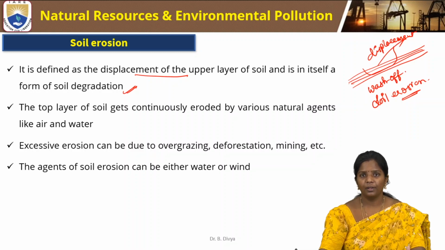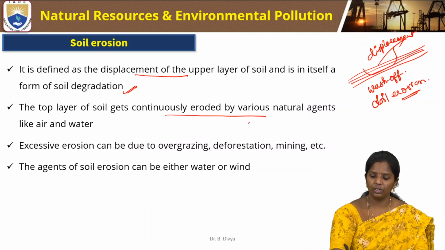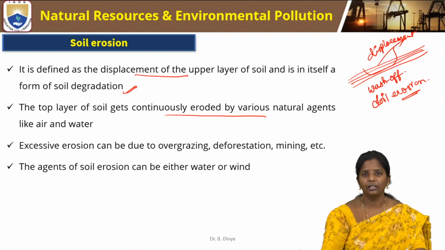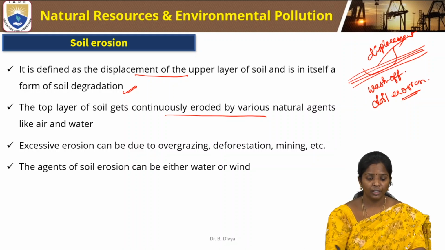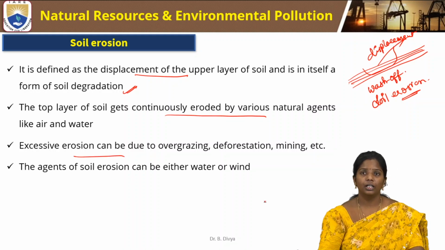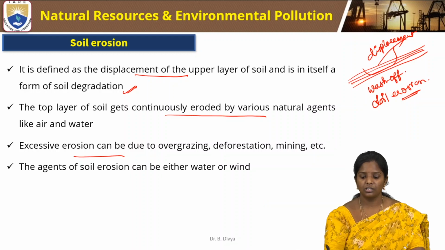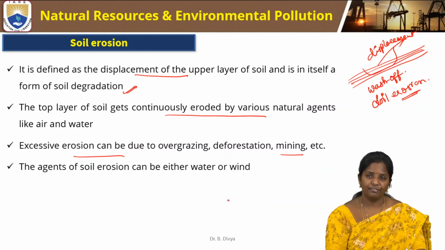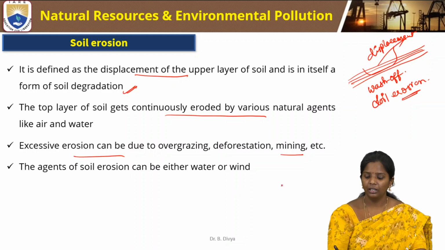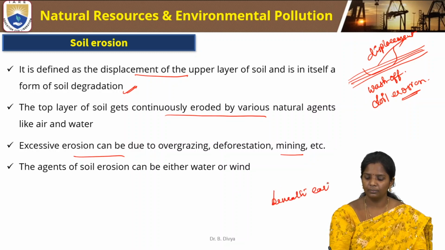Whenever the top layer of the soil gets continuously eroded by natural agents like air or water, in the form of floods, that causes soil erosion. Excessive erosion can be due to overgrazing, deforestation, and mining also affects it. Whenever we are mining, the earth layers beneath are mined through drilling.